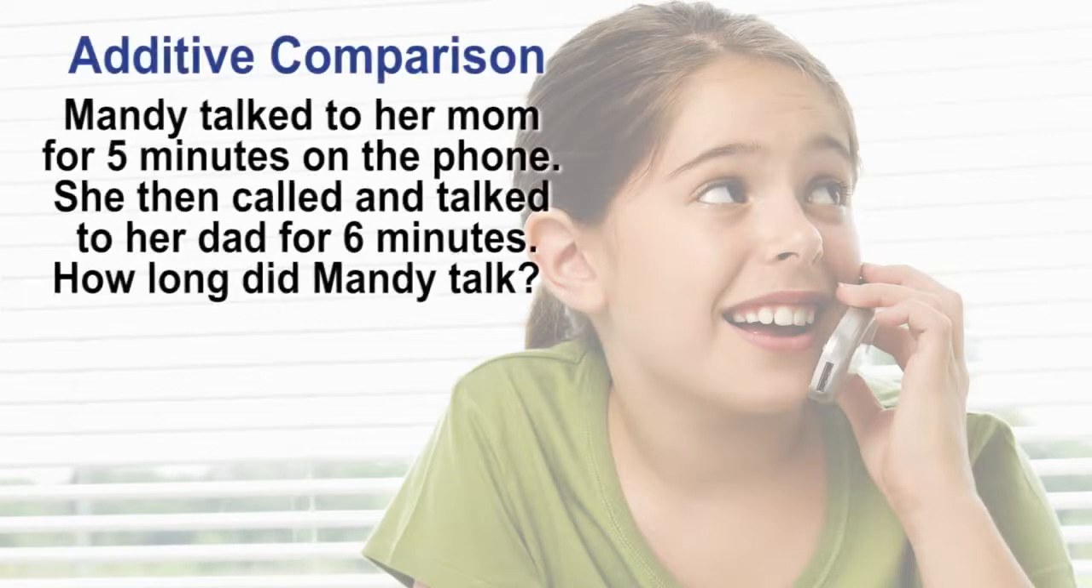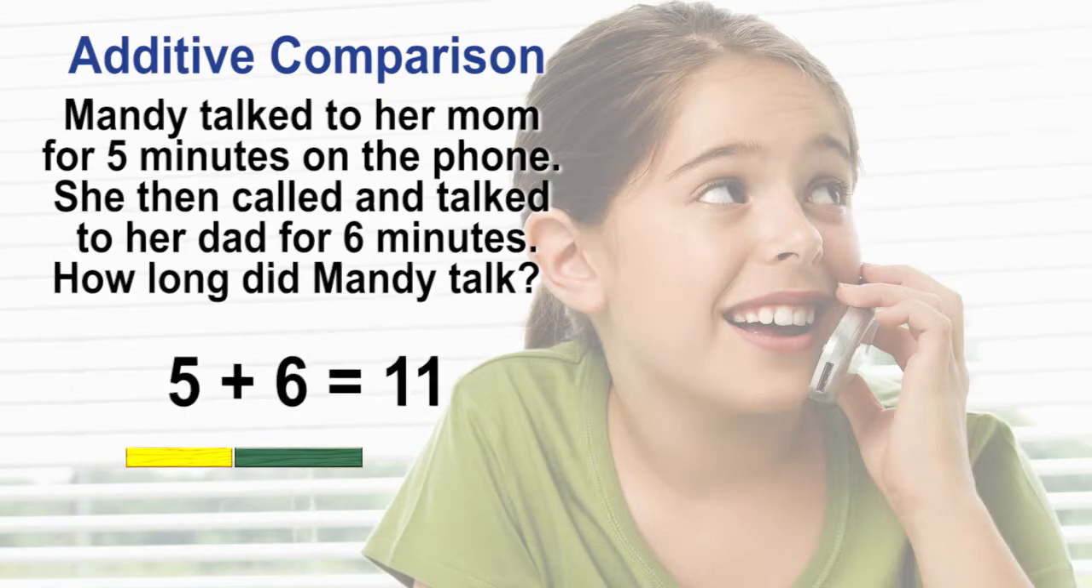First, Mandy talked to her mom for 5 minutes on the phone. She then called and talked to her dad for 6 minutes. How long did Mandy talk? We can use Cuisenaire rods to represent the information in this problem. We can write an equation to represent the problem. 5 plus 6 equals 11.